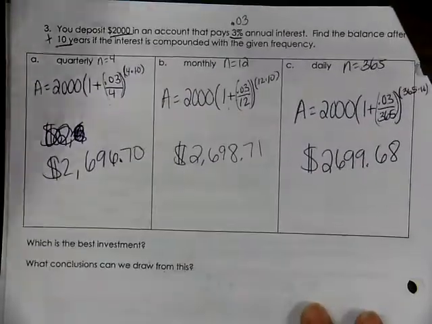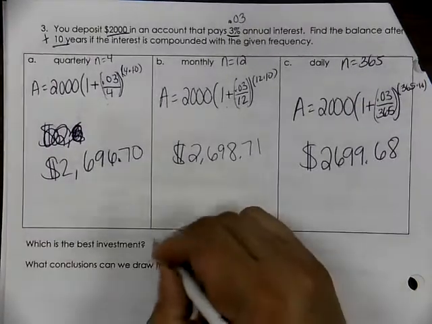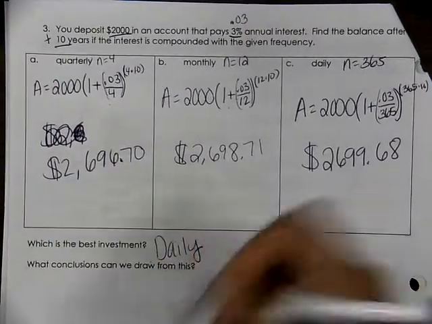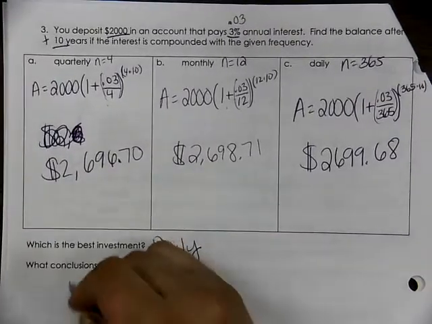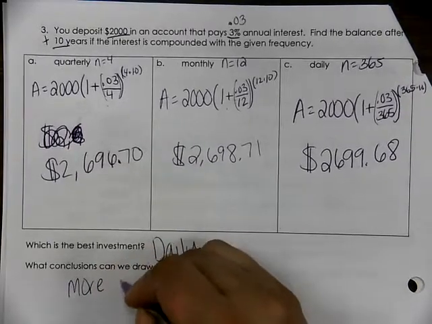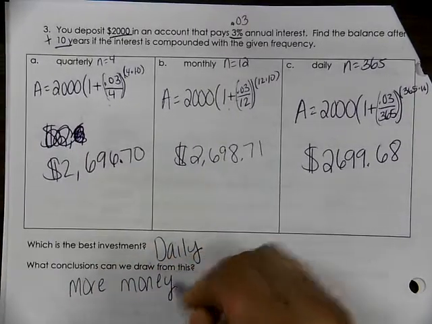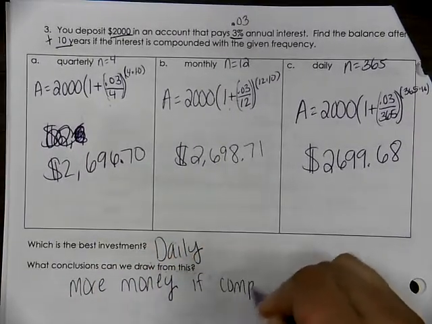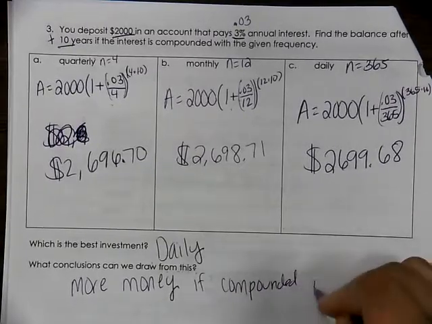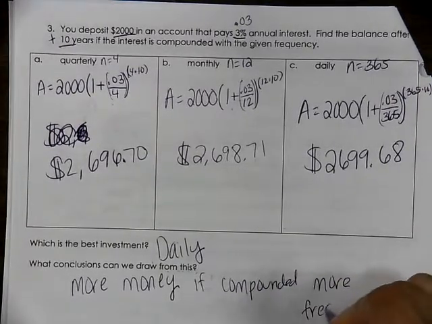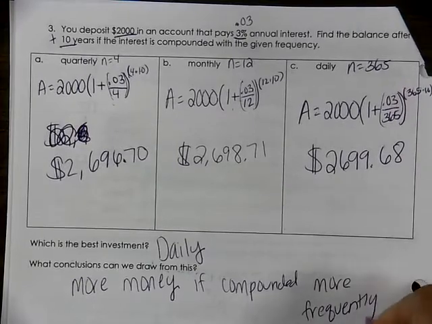And so the question at the bottom just says, which one's the best investment? Definitely getting it daily. And what conclusions can we draw from this is just that if you compound more often, you're going to have more money. So more money if compounded more frequently. All right, and that's pretty much it.